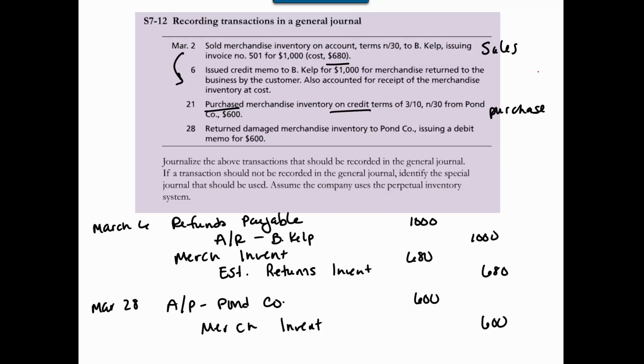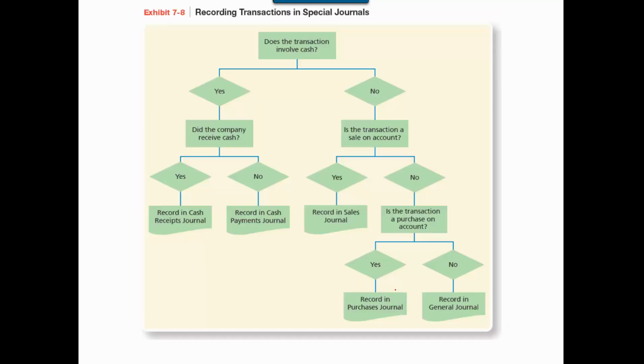And so this goes in the sales journal. The 21st transaction goes in the purchases journal. The other two go into the general journal. And those are exactly the same as we did in Chapter 5. Nothing new there. And then this is out of your book. It's just a little process chart here to make sure you know which journal a transaction goes in. So that might just be a good reference for you.